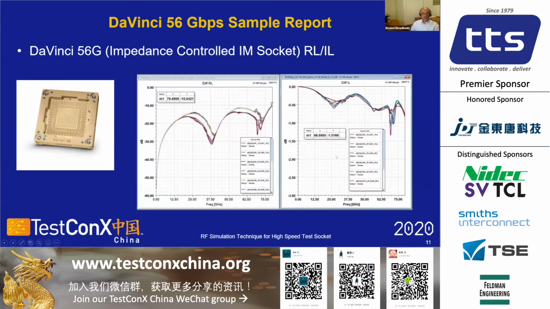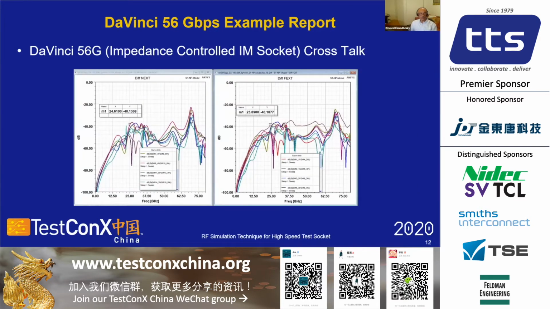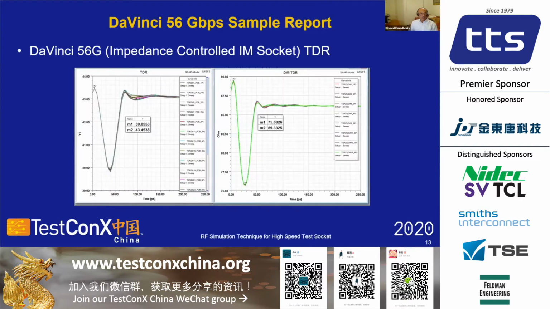The next few slides will be just an example of a test result of one of our latest high-speed test socket, DaVinci 56 gigabit per second, showing the return loss and insertion loss using this new latest enhanced simulation technology by adding the device board and adding the test board and getting the result, modifying the parameter of the simulation to get the best performance of the result. And this is a crosstalk of the differential. And this is a TDR of the terminal and differential.